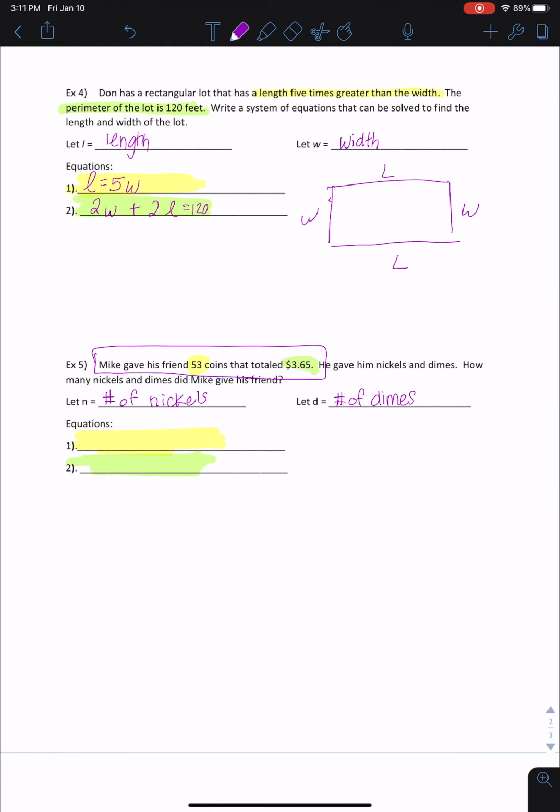All right, to get 53 total. If he has 53 total coins, that's just all of the nickels plus all of the dimes is 53 total pieces. You're going to count them by ones.